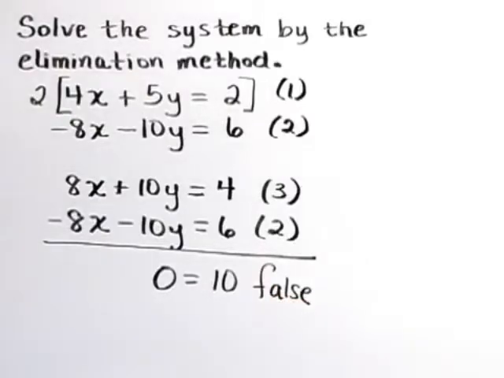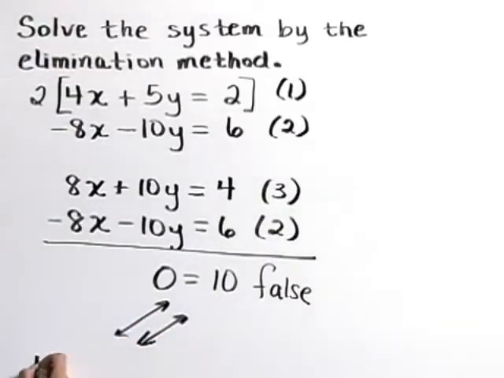When this occurs in using the elimination method, or the substitution method for that matter, when both of our variables disappear and we are left with a false statement, this indicates we've got graphically lines that are parallel, they don't intersect, and therefore there is no solution to this system.